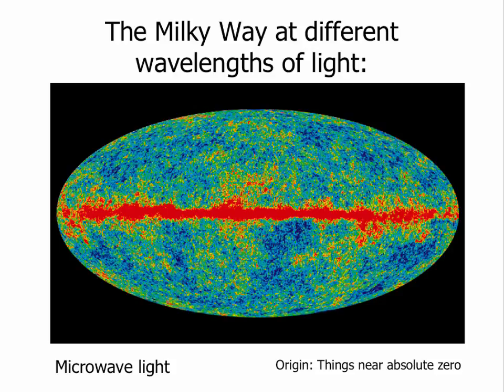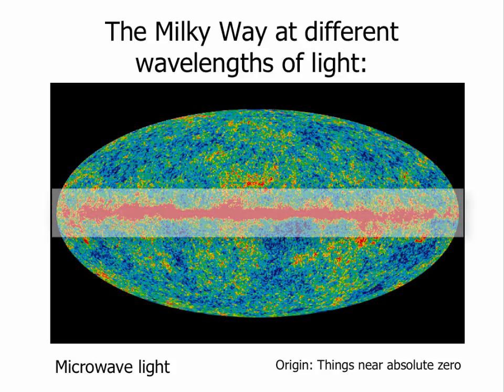Here red is a lot of microwaves, blue is very few microwaves, and you still see the Milky Way across the middle of the image with lots of microwaves coming from there. Microwaves originate from objects that are near absolute zero in temperature. So this would be the absolute coldest stuff in our galaxy is in that band across the middle.